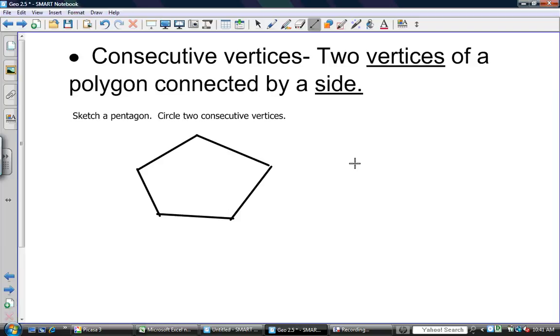It's closed. So if it says circle 2 consecutive vertices, those are 2 vertices in a row. So here's a vertex. Here is another vertex. There's 2 in a row, so that would work. Any 2 in a row. I could have picked these 2, those 2, those 2, or those 2.